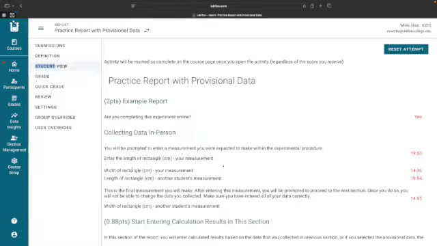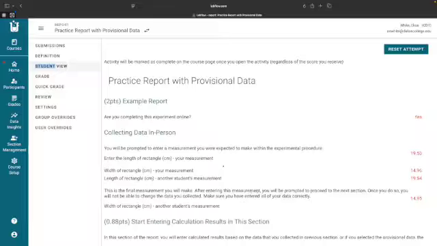Width of rectangle in centimeters. My width of the same rectangle is 14.96, right? You can see the number right here. And then length of a rectangle of another student's measurement. So somebody else's length. I'll put here stud for student. It's going to be 19.54 centimeters. And then this is the final measurement you will make.